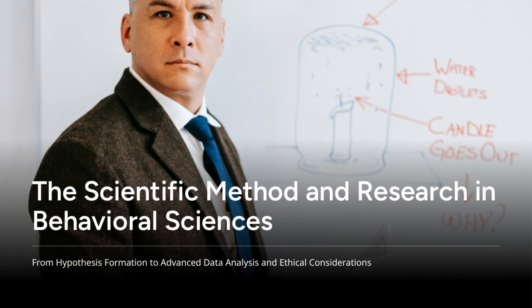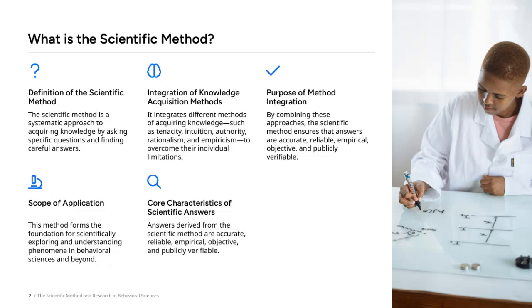Let's get started. The scientific method is essentially a structured way to gain knowledge by posing precise questions and then seeking well-founded answers. It's more than just one approach. It combines various ways we typically try to understand the world, like relying on tradition, our gut feelings, trusted experts, logical reasoning, and direct observation. Each of these methods on its own has its weaknesses. So by integrating them, the scientific method helps us overcome those limitations.